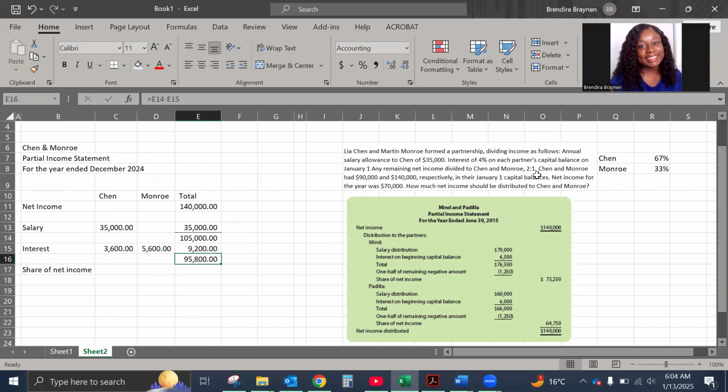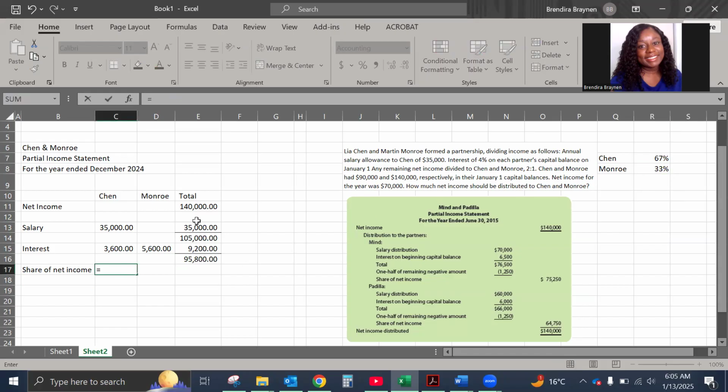Again, we add the two numbers when they have a ratio. Sometimes they give you a percentage, or they may give you a fraction. Ratios are the same thing as a fraction. This fraction is 2 over 3. This fraction is 1 over 3. And the difference, I know, because it should come back to 100% once I add up all of my ratios or percentages. And so that means Chen gets 67%, Monroe gets 33%.